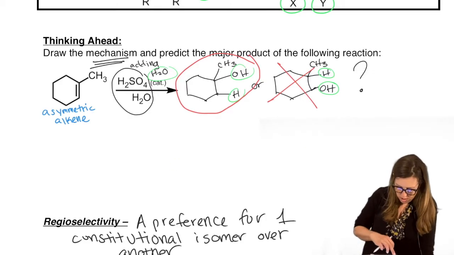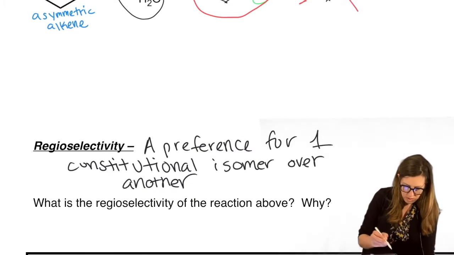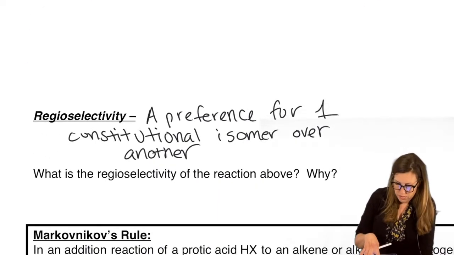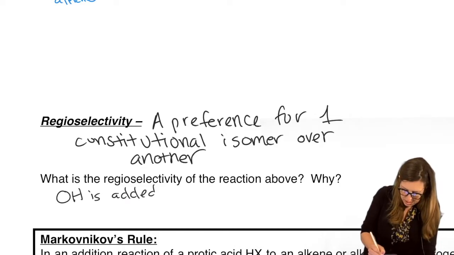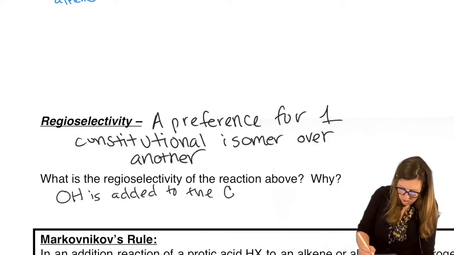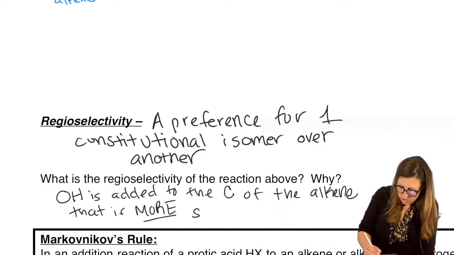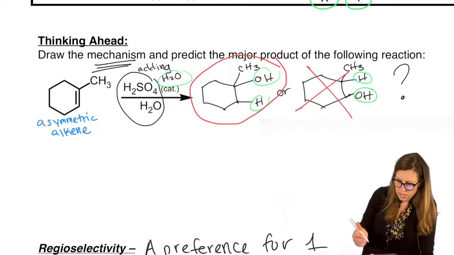So if we put that into words, how do we specifically describe the regioselectivity of this reaction? We would say, well, look at that OH. It went on the carbon that is more substituted. So OH is added to the C of the alkene that is more substituted. So the OH went to the more substituted C.